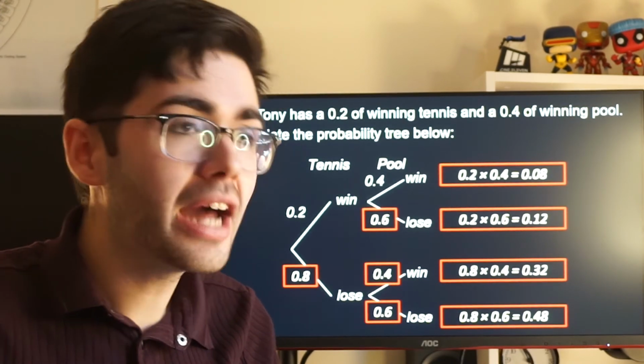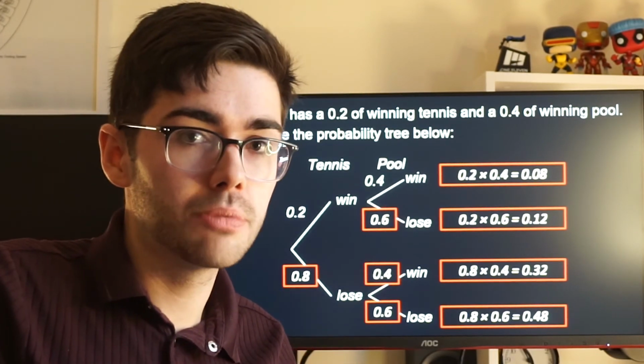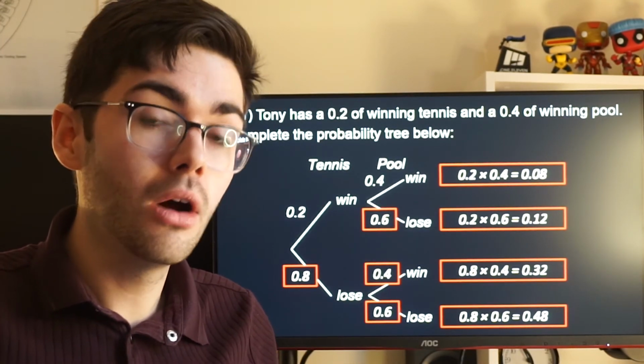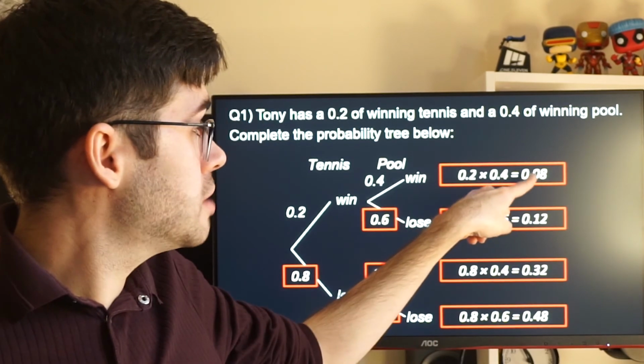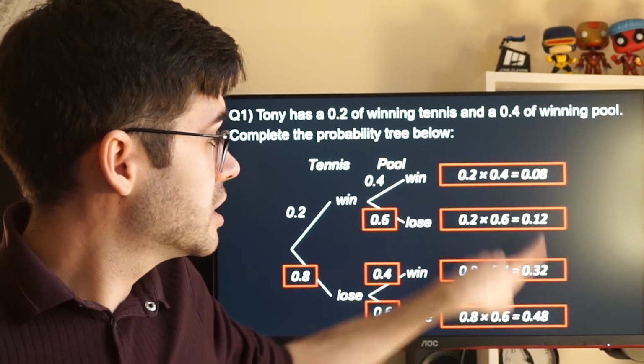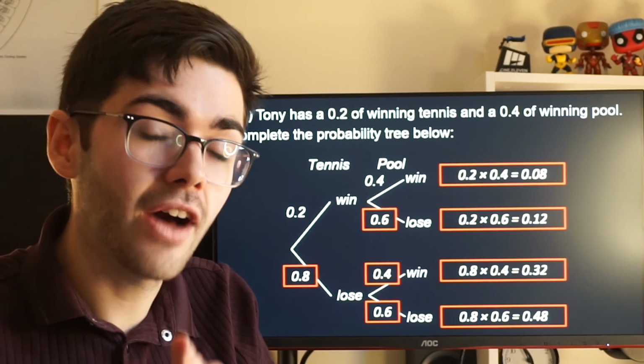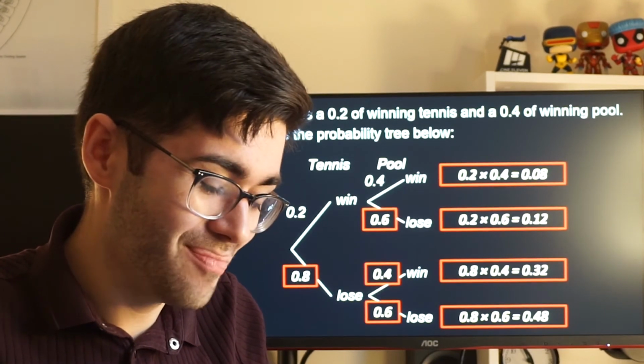If you had a question saying, what's the probability he wins both or loses both? What did or mean? Or means plus. So he wins both or loses both, we'd have to add those two together. 0.08 plus 0.48 would give me 0.56. Well done if you said that at home.